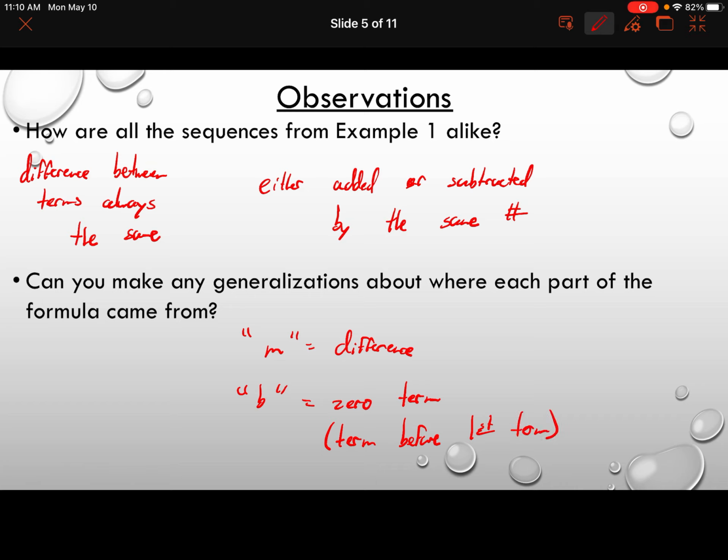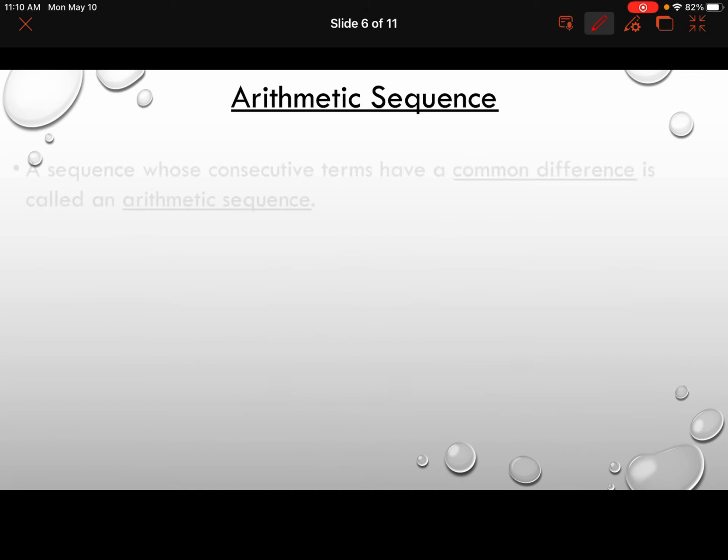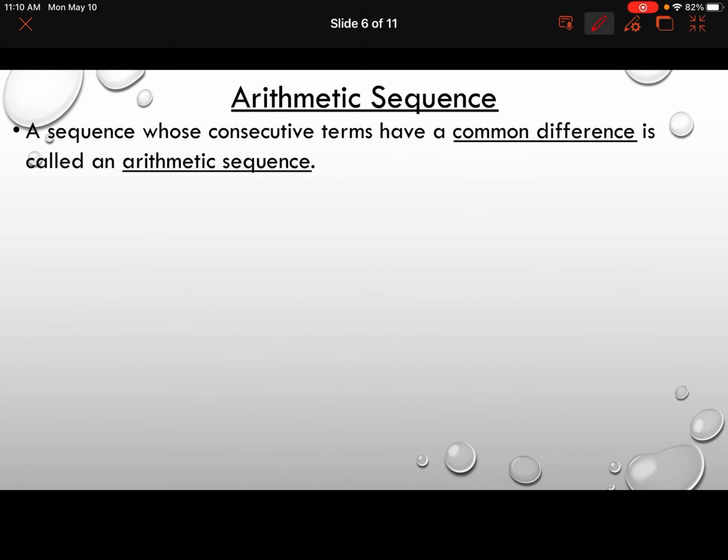Okay. So let's make it a little bit more formal. Let's make it a little bit more official. So an arithmetic sequence is a sequence whose consecutive terms have a common difference. That is what we call an arithmetic sequence.